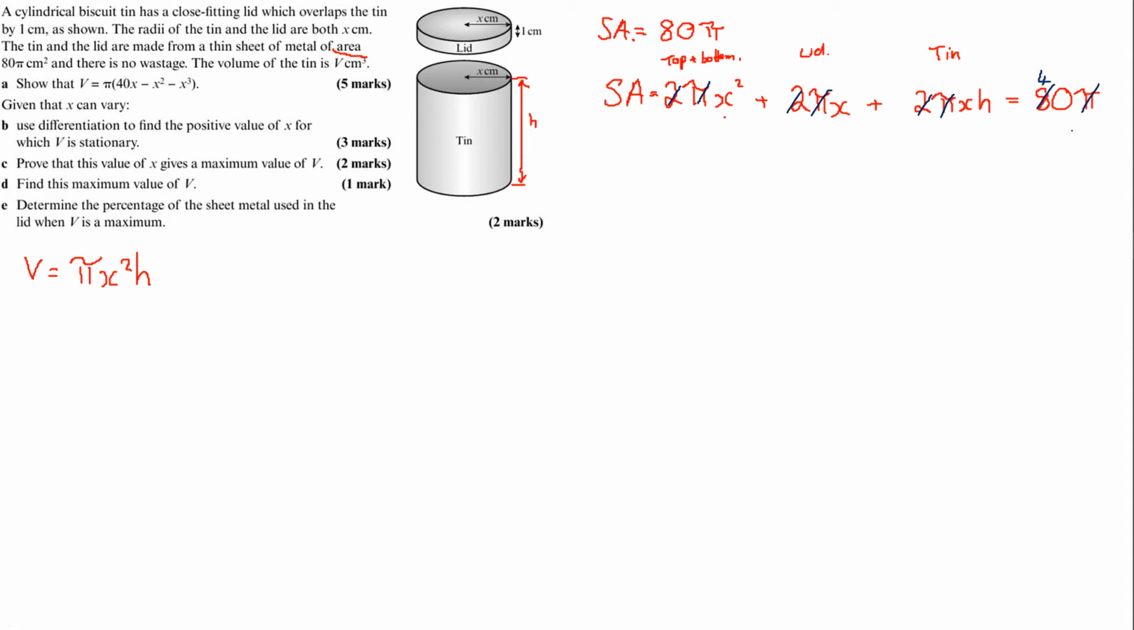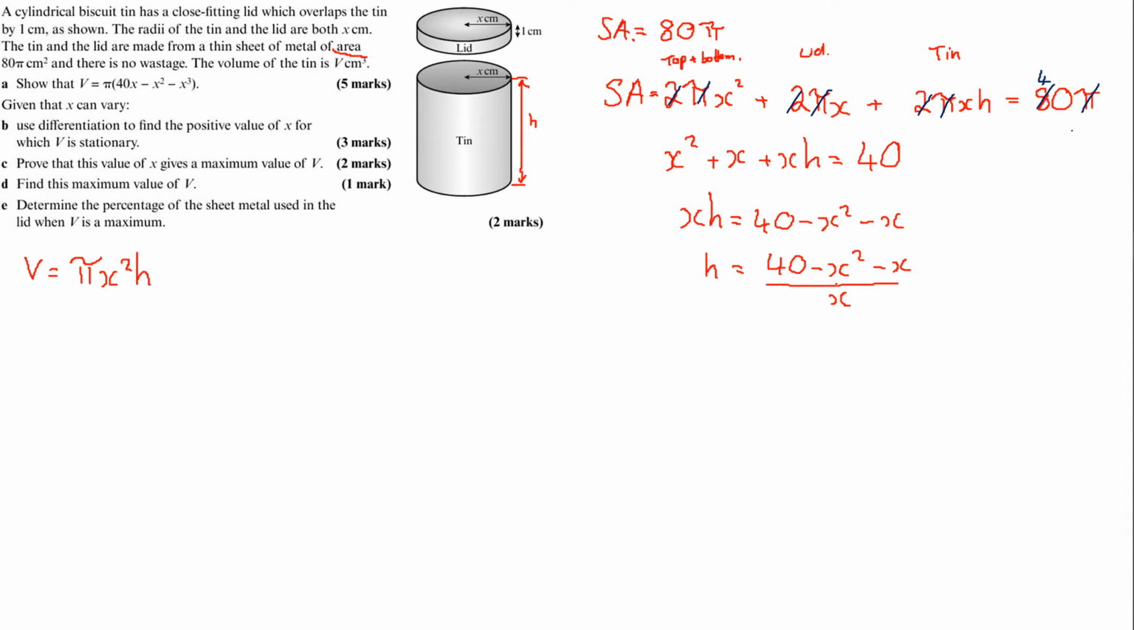So we've got x squared plus x, xh is equal to 40. Okay, let's bring these terms to the other side. So you've got xh is equal to 40 minus x squared minus x, and therefore h is equal to 40 minus x squared minus x, all divided by x. Now I could simplify this and break this into fractions, but it's going to make it harder, and you'll see that in a moment. So now I have my h.